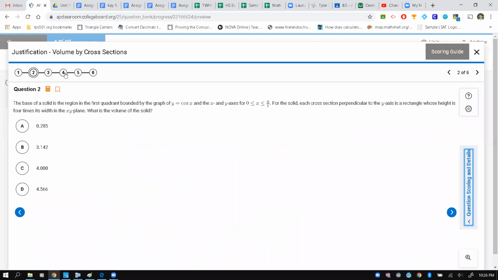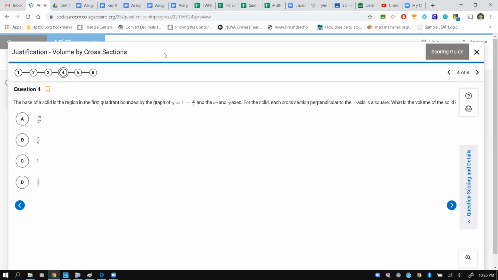All right, number 4, let's try another one of these. The base of a solid in the first quadrant is graphed by y equals 1 minus x over 3. That's just a linear equation with a y-intercept of 1 and a slope of negative 1/3. So if I went down 1, I'd go over 3. So this is 1, this is 3, this is the area.